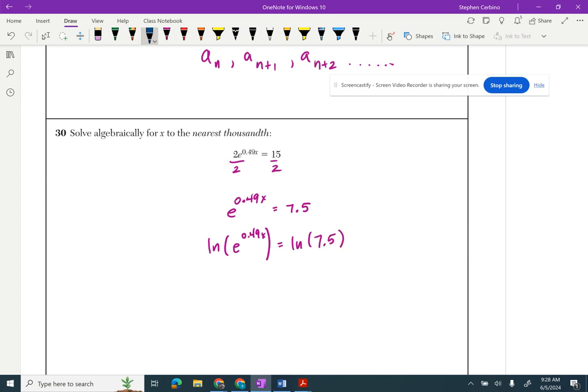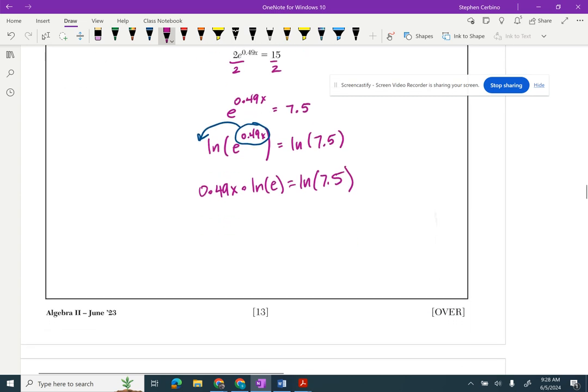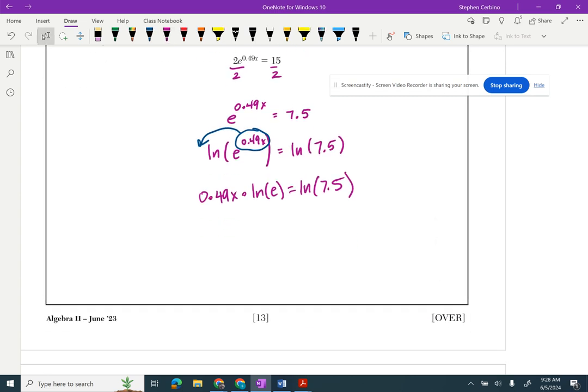Now, the reason why we're doing logs here is because one of the properties of logarithms says that if you have something to an exponent inside of a logarithm, that part can go out front. It's one of the properties of logs. So we can rewrite that as 0.49x times the natural log of e is equal to the natural log of 7.5. Well, the natural log of e is 1, so that's going to get crossed off. We don't need it. And to get x by itself, we would just divide both sides by 0.49.